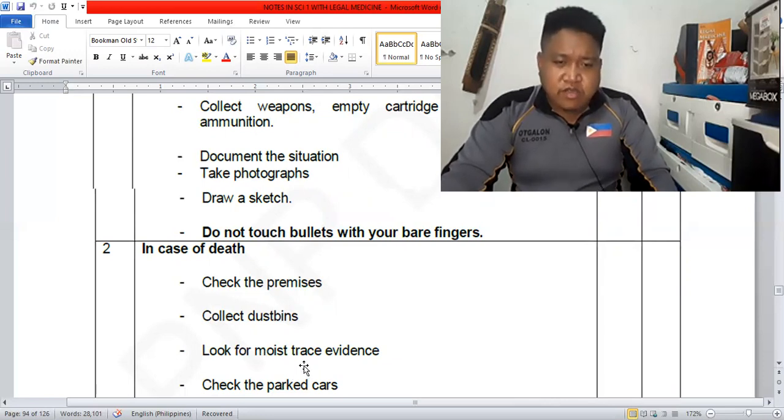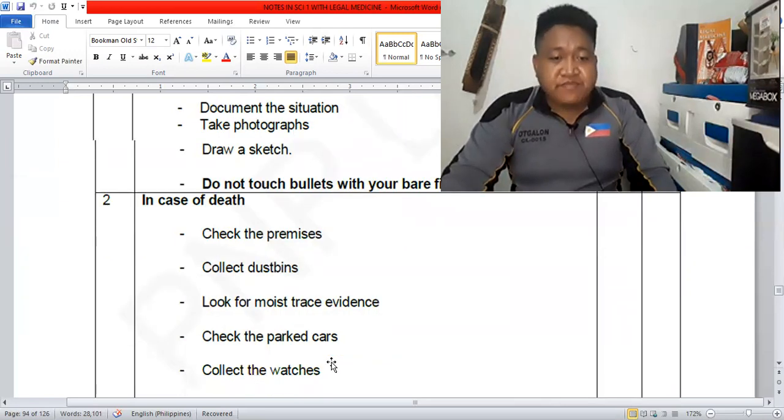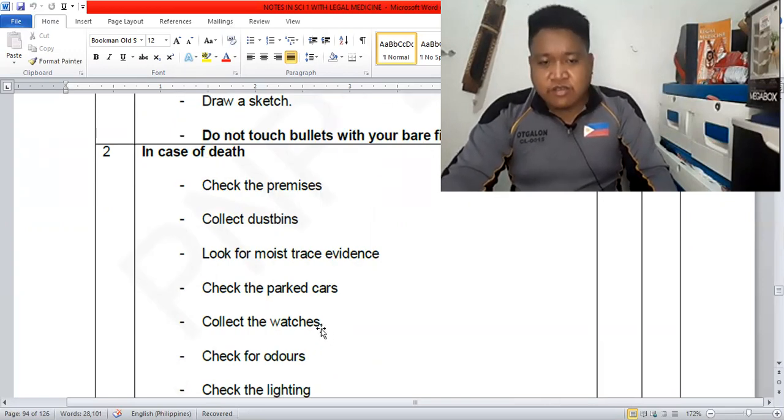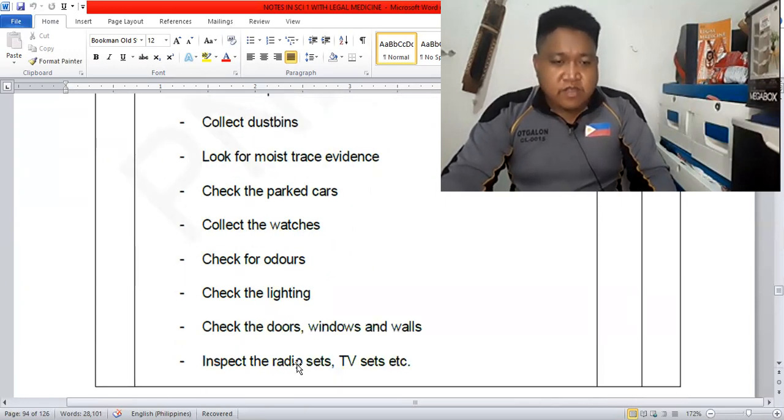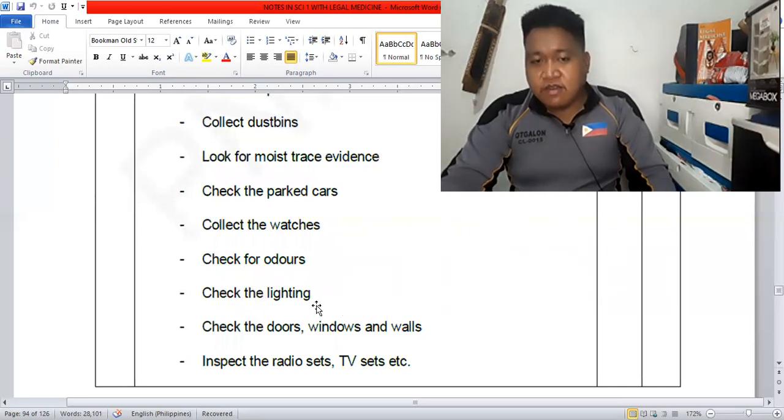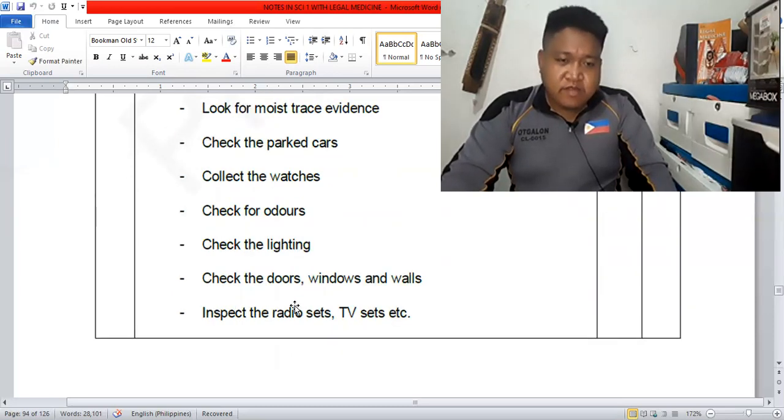Look for moist trace evidence. Moist. Masa-masa. Check the parked cars. You check it. Baka may mga vehicles dyan na gamit ng suspect. Collect the watches. Check for odors. Baka may sign of poison or any other chemicals. Check the lighting. Check the doors, windows, and walls for any forced entry or pwedeng pinasukan at kung saan lumabas ang suspect.